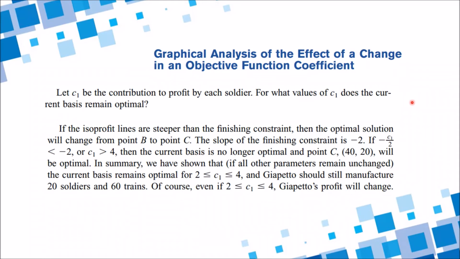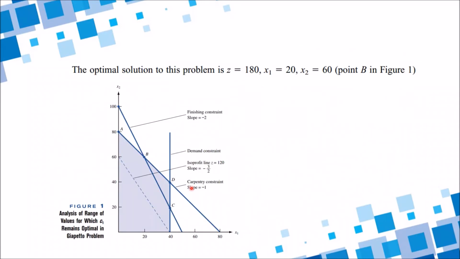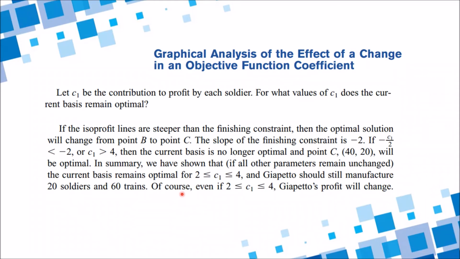Starting with the graphical analysis for a change in the objective function, let's say we have c1 as the contribution to profit by each soldier produced. For what values of c1 does the current basis remain optimal? What we're asking is what values we can give c1, either a reduction or an increase, while still keeping the optimal solution in place. You can see back here there's a point C. That's the point we're talking about. Then we have c1, which is the coefficient in the objective function in this case.